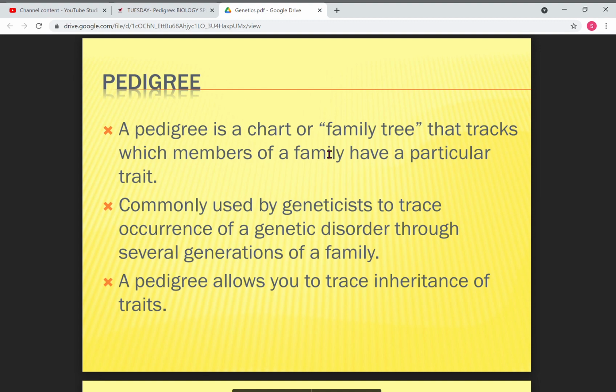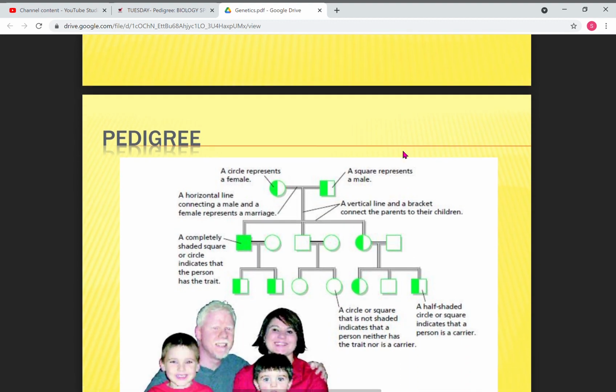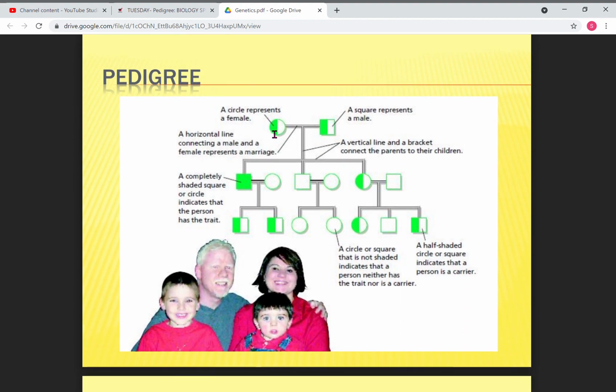So a pedigree is a family tree. It's going to help us understand our family. In this case, I already told you what the half is, which is a carrier. The circle is a girl. The square is a boy. This line here means they're married. If you go down this stem, you're going to go to the left and to the middle, and you're going to see these little pieces that come down.